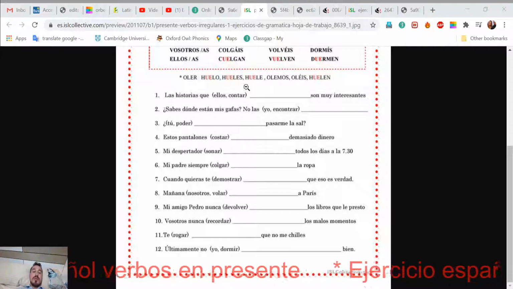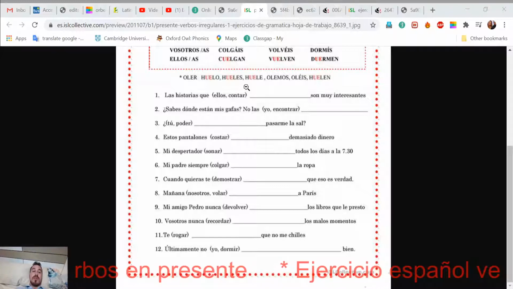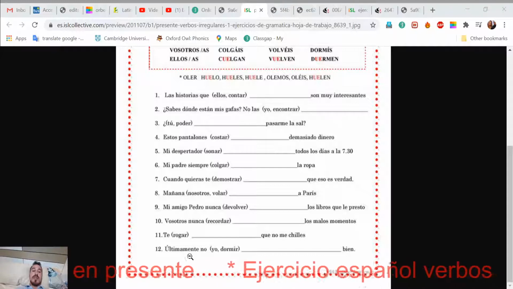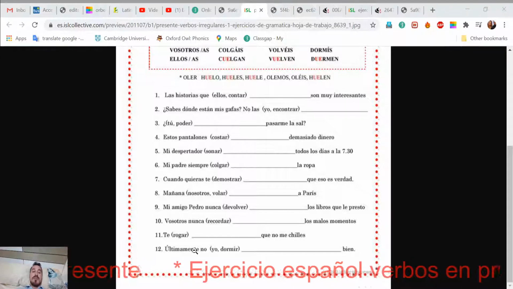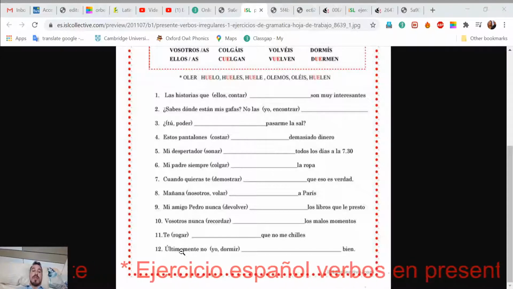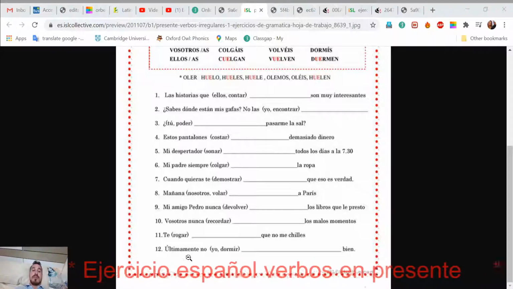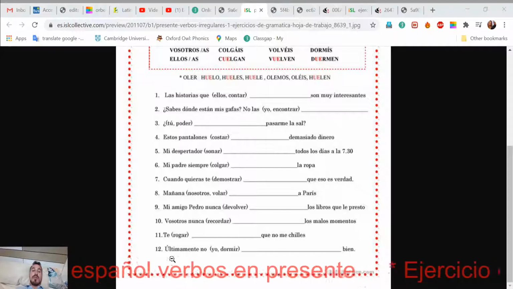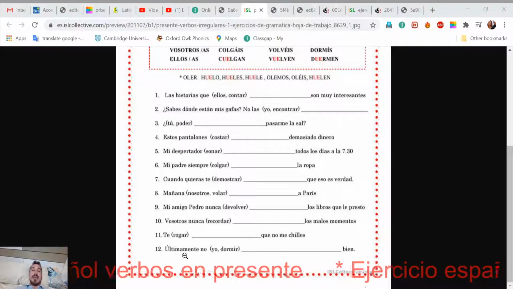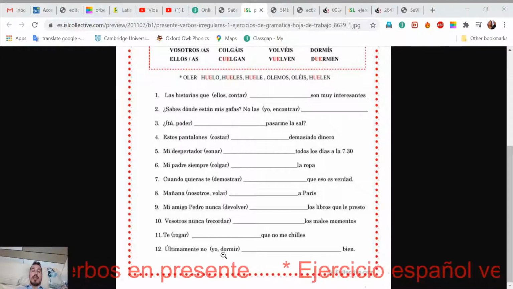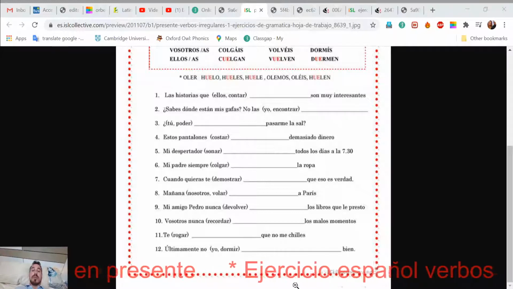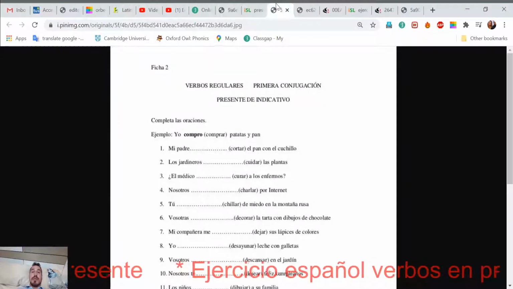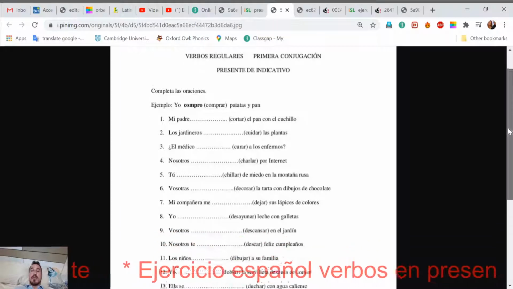12. Últimamente no duermo bien. So lately, so mente basically is ly. And remember, you need to use the feminine adjective to form the adverb. So last, you could say último, but you need to say última to form this lately. So lately, I can't sleep well, or I don't sleep well. All right. Next.